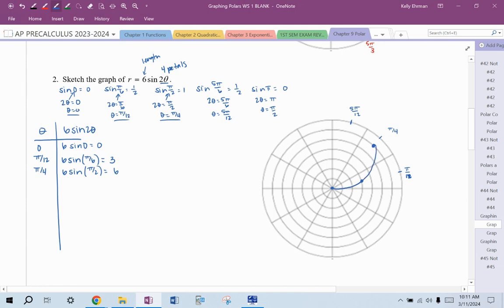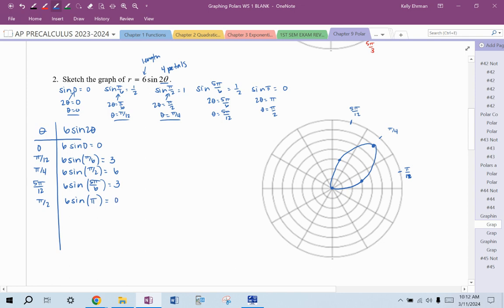All right. And then at 5 pi over 12, we're going to get 6 sine of 5 pi over 6 when we multiply that by 2. 6 times 1/2 is 3. So remember, there's symmetry happening. You could be using symmetry already, maybe to finish off the first petal. And then when we get back to pi over 2, we're going to get 0 because 6 times the sine of 2 pi over 2 is the same as 6 times the sine of pi, which is 0.